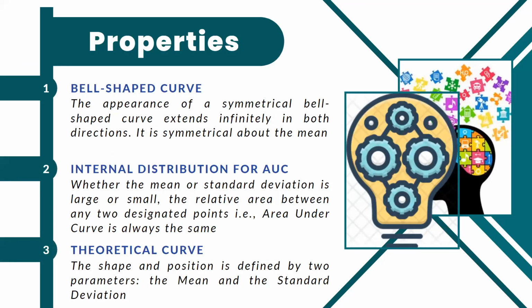Normal distribution has three main properties. Number one is it is a bell-shaped curve. The appearance of a symmetrical bell-shaped curve extends infinitely in both directions. It is symmetrical about the mean. Number two is a particular internal distribution for area under the curve. Whether the mean or standard deviation is large or small, the relative area between any two designated points, that is area under the curve, is always the same. Number three is it is a theoretical curve. The shape and position is defined by two parameters: number one is the mean and number two is the standard deviation.